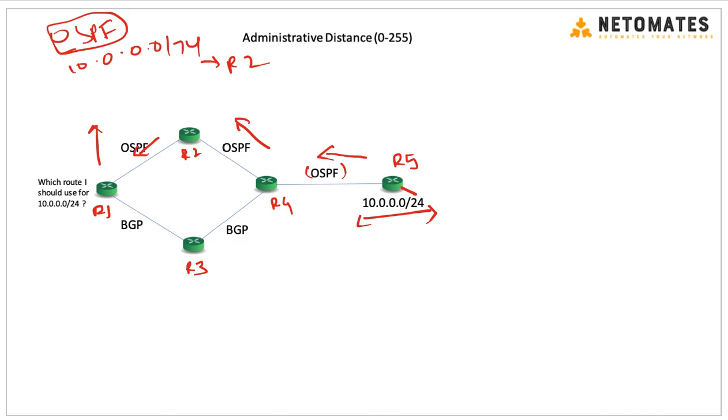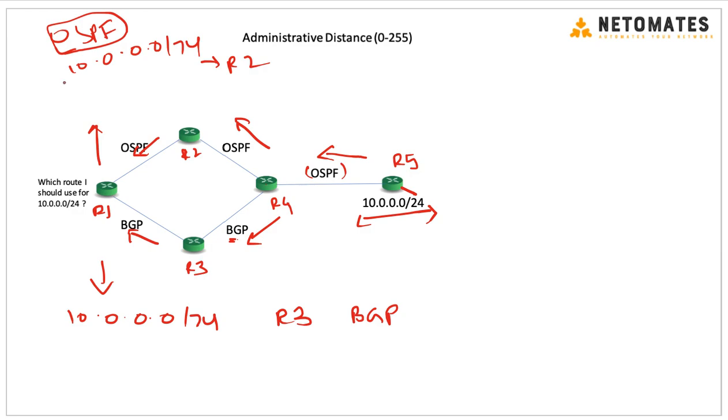When R4 learns the route from OSPF from R5, it also has another routing connection to R3, which is using BGP. So R4 will advertise the same route to R3 but on BGP. R3 also has BGP running with R1, so it will advertise the same route to R1. Now R1 is learning that 10.0.0.0/24 should be forwarded to R3 based on the BGP information. So a router can have multiple routing protocols at the same time.